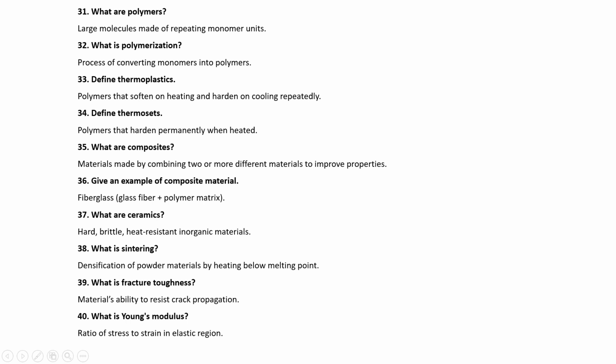33. Define thermoplastics. Polymers that soften on heating and harden on cooling repeatedly. 34. Define thermosets. Polymers that harden permanently when heated. 35. What are composites? Materials made by combining two or more different materials to improve properties. 36. Give an example of composite material. Fiberglass, glass fiber plus polymer matrix.